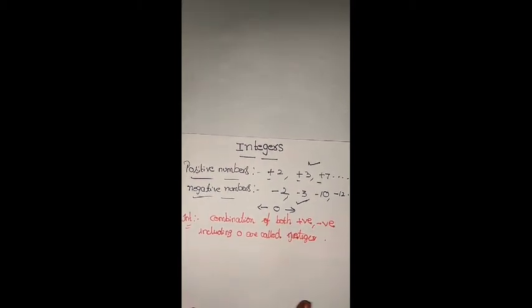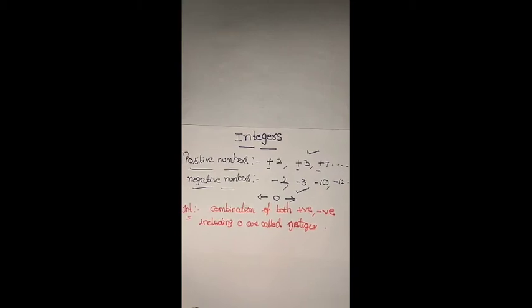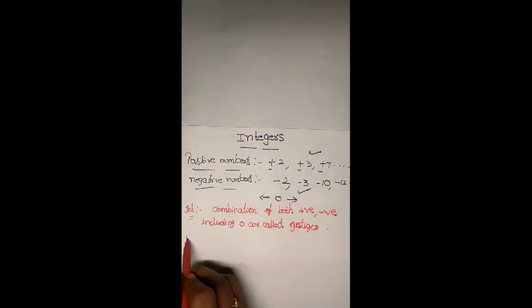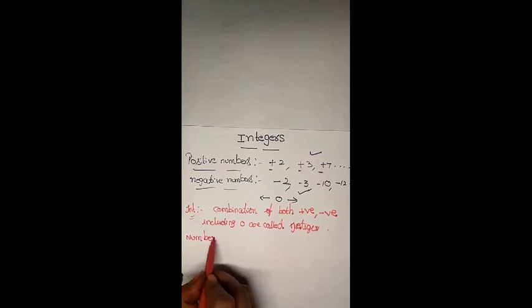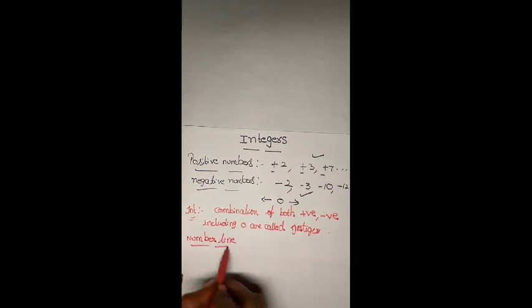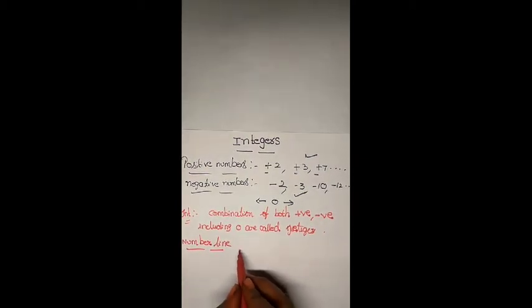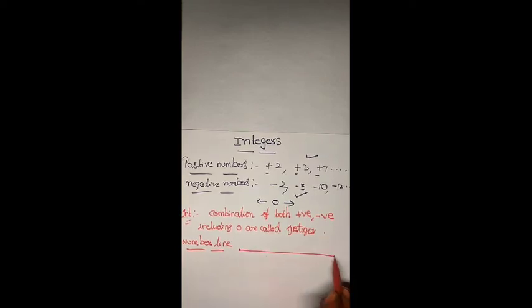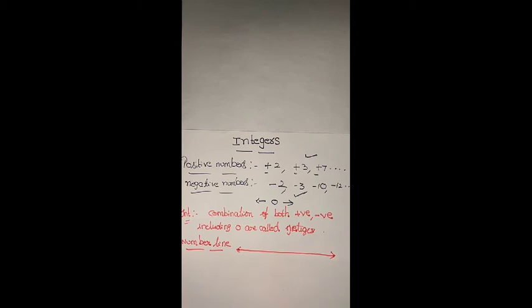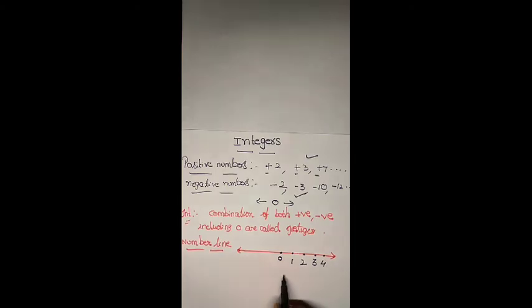So now we can show integers on the number line, as we have shown previously the natural numbers and whole numbers on the number line. Let us see the integers on the number line. In order to show them, we have to draw a number line. A number line is nothing but a line which consists of numbers. So we have taken a number line here, and first we have to mark 0 on the number line. To the right side of 0, we are writing positive numbers.